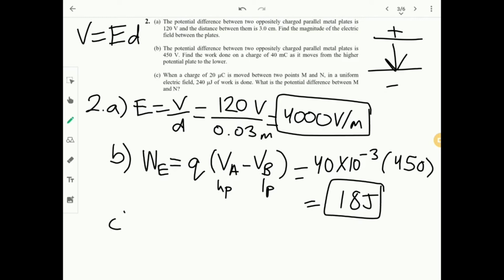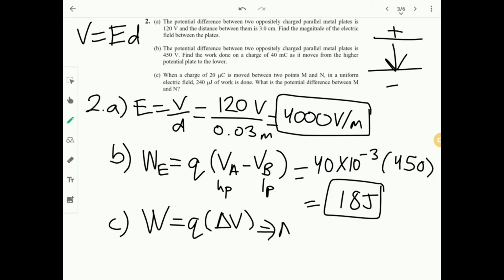And now part C, when a charge of 20 microcoulombs is moved between 2 points M and N, in a uniform electric field, 240 microjoules of work is done. What is the potential difference between M and N? So now we have the work, we have the Q, but we don't have the delta V, right? Because VA minus VB is delta V.